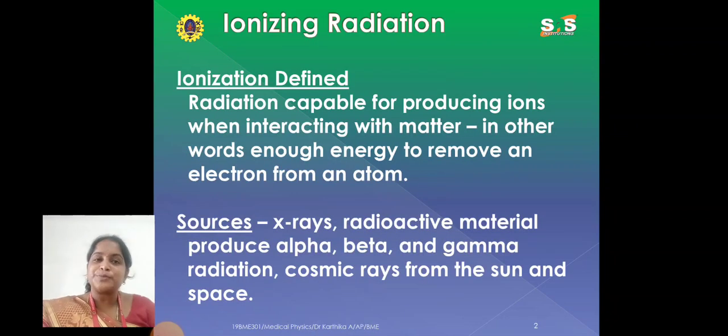First of all, what do you mean by ionizing radiation? We know that ionization is defined as the radiation capable of producing ions when interacting with matter. In other words, having enough energy to remove an electron from an atom is called ionization. The sources may include X-rays, radioactive material that produces alpha, beta and gamma radiation, and cosmic rays from the sun and space. These are all considered sources of ionization.